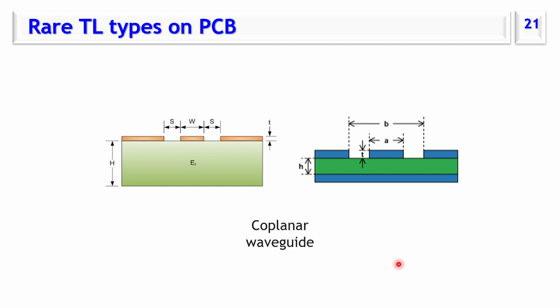We also have other types like the coplanar waveguide. So we have a coplanar waveguide with a reference plane. So we have ground-signal, or ground-signal-ground.